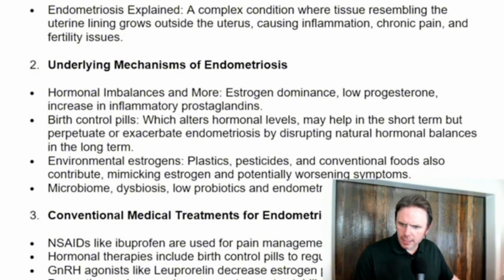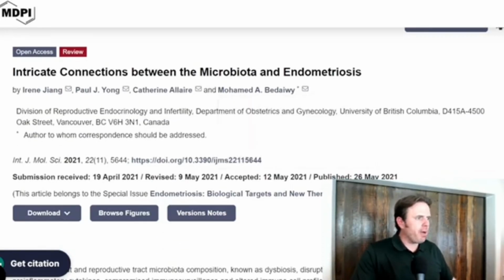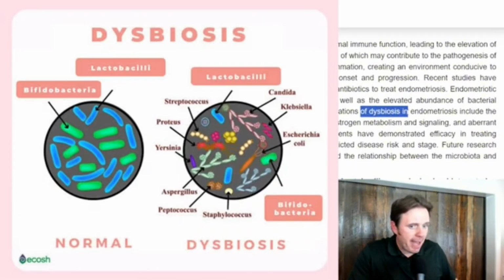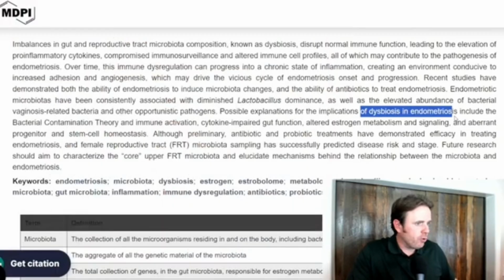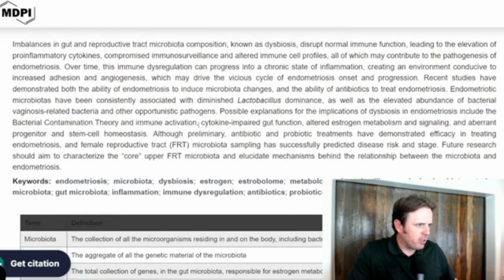Let me pull up this study here for you guys to see. See here, I'll pull that one up in just a second so you guys can see it. It's quite fascinating. Okay, this is the one looking at the connection between microbiota and endometriosis. So pretty fascinating here. So it's looking at possible explanations and the implication of dysbiosis, that's bad bacterial overgrowth, and endometriosis, including the bacterial contamination theory, and how it impacts the activation of cytokines and altered estrogen metabolism.